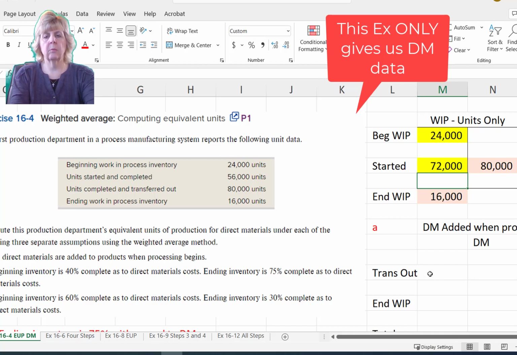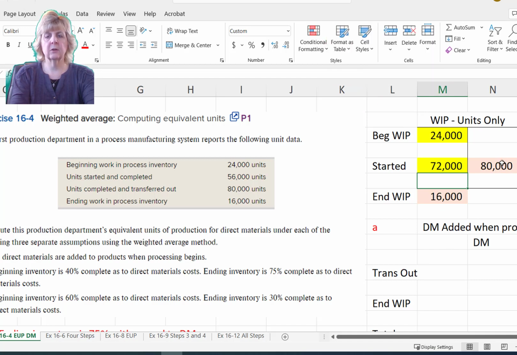So on many problems, we'll be asked to complete the equivalent units for both materials and conversion costs. But in this case, the focus is just on direct materials. Okay, so we're going back here to this assumption that 80,000 units were transferred out and 16,000 units were still hanging around in ending WIP. They give us 3 different assumptions.